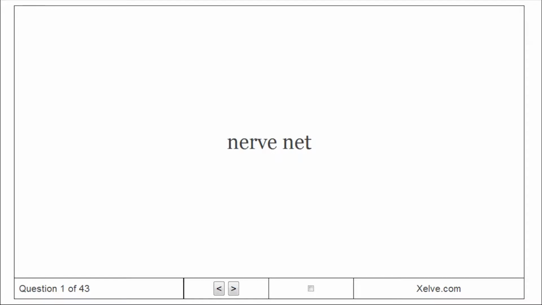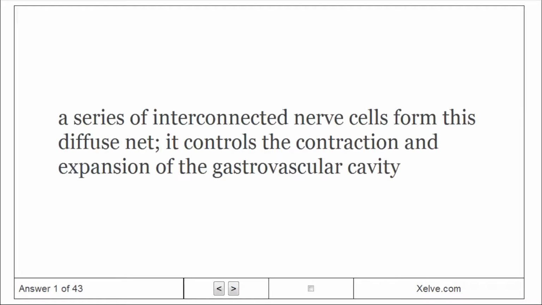Nerve net. A series of interconnected nerve cells form this diffused net. It controls the contraction and expansion of the gastrovascular cavity.